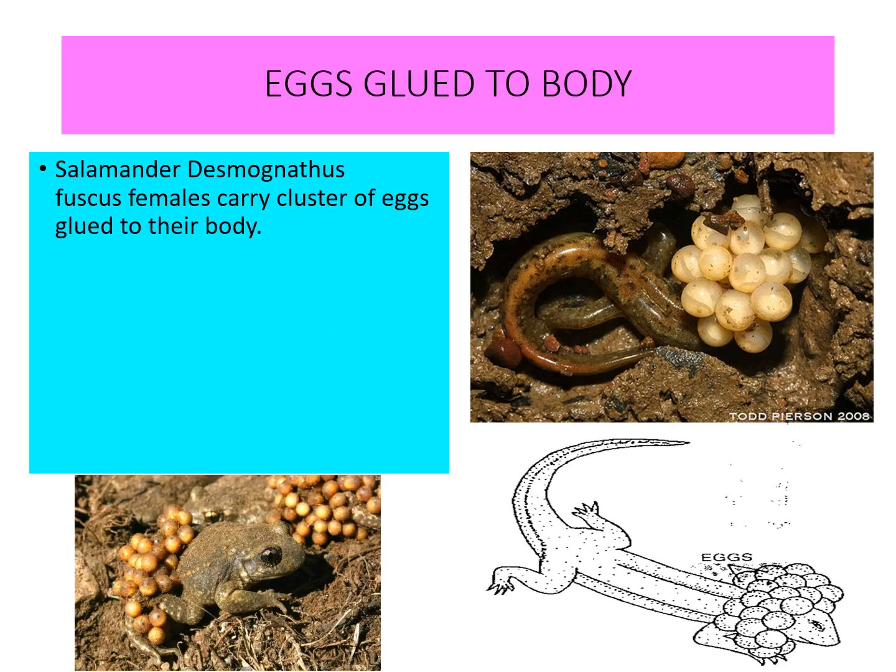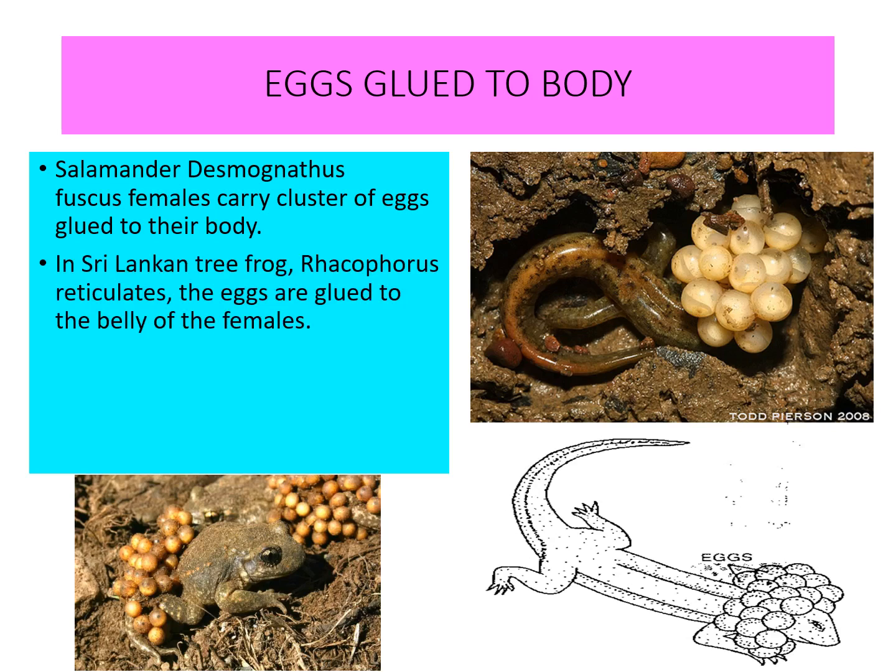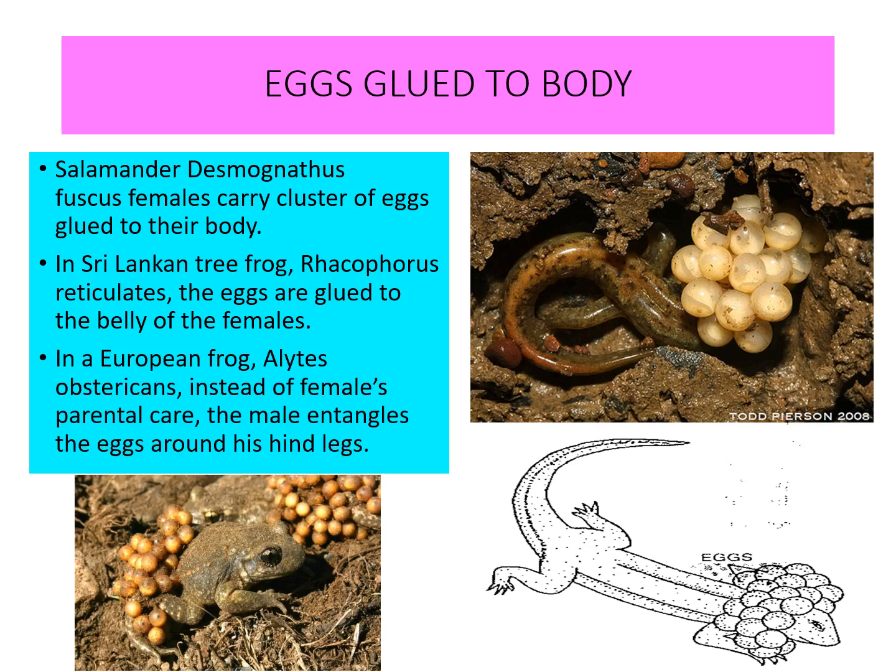In the case of Salamandra, the female carries a cluster of eggs glued to her body. In the Sri Lankan tree frog, that is Rhacophorus reticulatus, the eggs are glued to the belly of the female. A very important example is the case of the European frog, Alytes. Instead of the female's parental care, here the male entangles the eggs around his hind legs and cares for them.